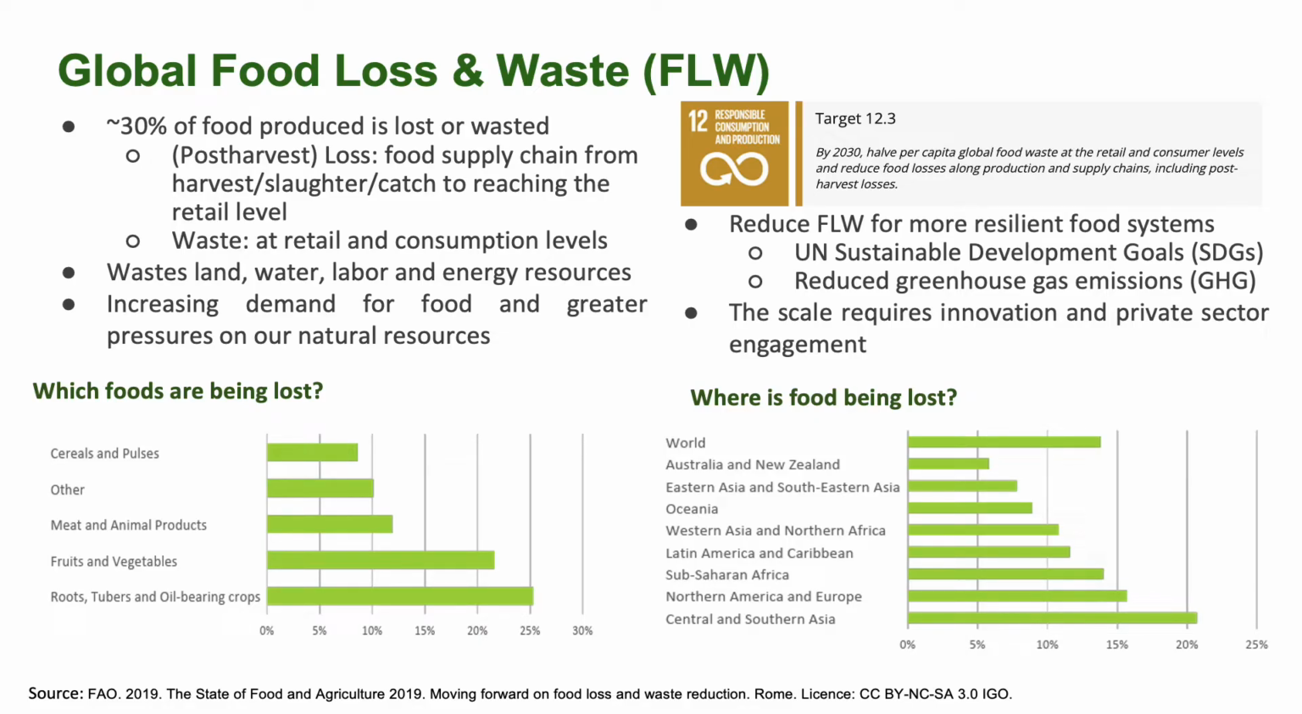On a global level, about 30% of food produced is lost or wasted. Also known as post-harvest loss, losses occur along the food supply chain from the point of harvest, slaughter, or catch to the transportation at the point where it reaches the retail level. Waste occurs at the retail and consumption levels. This can include restaurants as well as consumers' households. As food exits the food supply system, this also wastes valuable land, water, labor, and energy resources that went into producing the food to begin with.